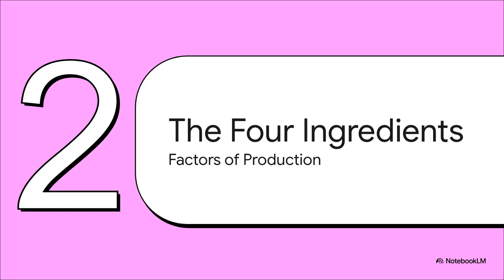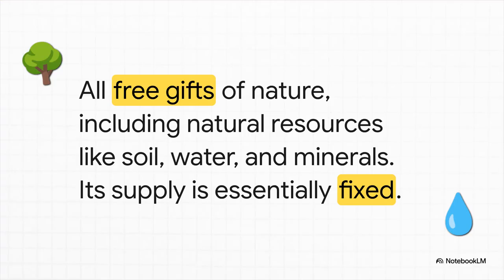So, every single production recipe needs its core ingredients, like flour, eggs, and sugar for a cake. In the world of economics, we call these the four factors of production. First up is land. And I don't just mean a patch of dirt. In economics, this is huge. It's basically everything that nature gives us for free to work with. The water, the minerals, the forests, even the air.